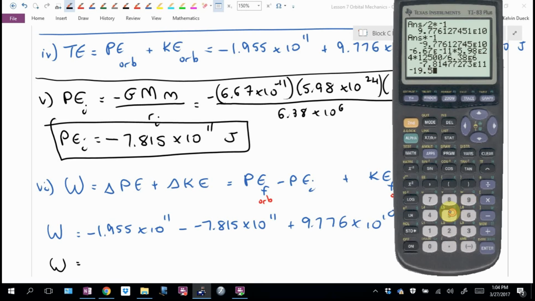Negative 1.955 times 10 to the 11th minus answer, there's my minus minus, which is plus 9.776 times 10 to the 10th. Whoops, almost made a typo. Good thing I caught that. 0.955 instead of 9 point. Negative 1.955 times 10 to the 11th minus negative, the minus minus will give me a plus 9.776 times 10 to the 10th. Do you get 6.84 times 10 to the 11th? Yeah.